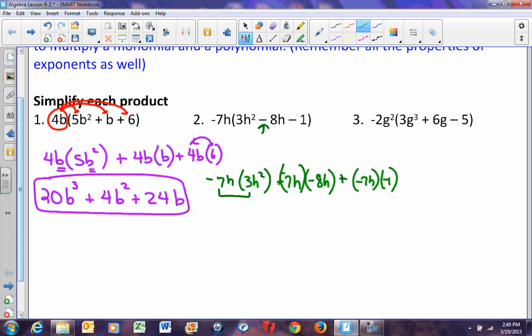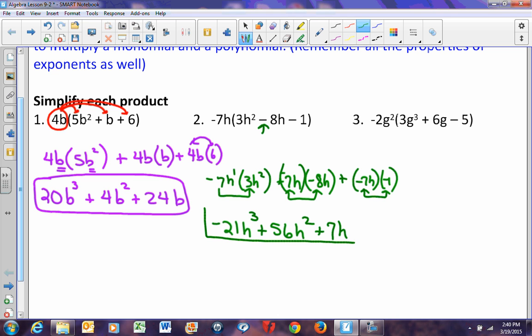So negative 7 times 3 is negative 21. h to the first times h to the second is h to the third. Negative 7 times negative 8 is positive 56. h times h is h to the second. Negative 7 times negative 1 is positive 7. h to the first is h. So there we have it.